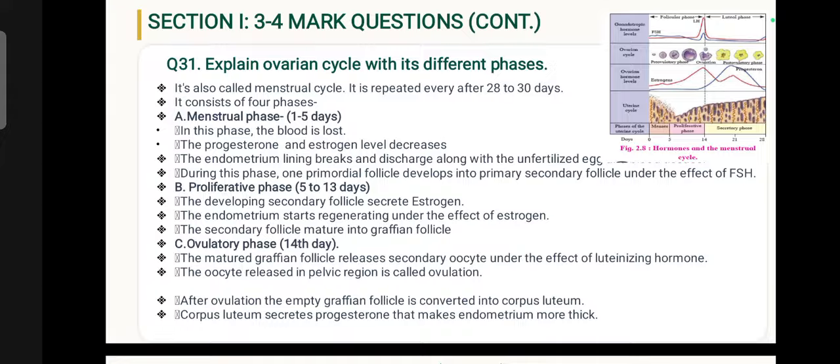The fourth phase I missed here, secretory phase. So put a heading there, secretory phase from 15 to 27 days. After ovulation, the empty Graafian follicle is converted into corpus luteum. The corpus luteum secretes progesterone that makes the endometrium thicker.